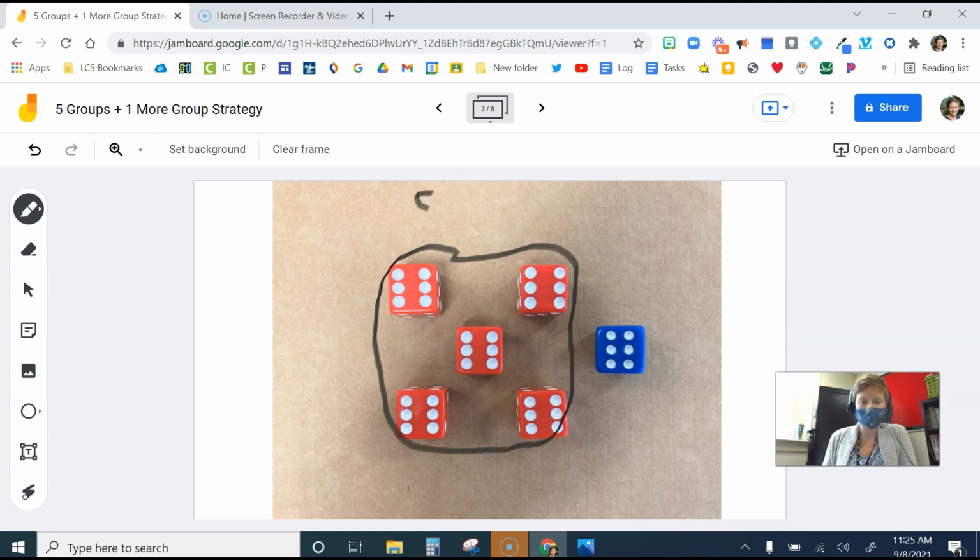And if I think of 5 groups of 6, I know that that's the same as 5 times 6. That's a fact I already know because I know my 5s. So I know that 5 times 6 is 30. And if I didn't know it, I could count by 5 6 times. And then I just have one more group of 6 to add over here. So if I put this 30 plus this extra group of 6 together, I get 36. So my total is 36 pips.